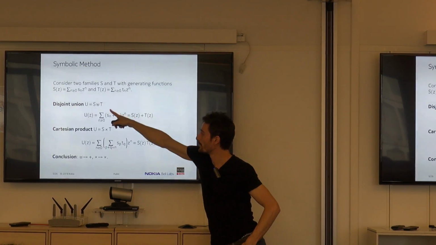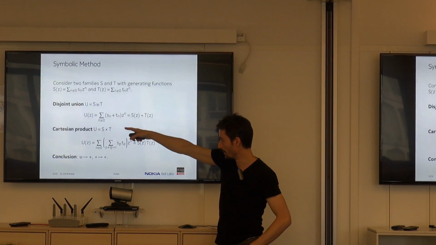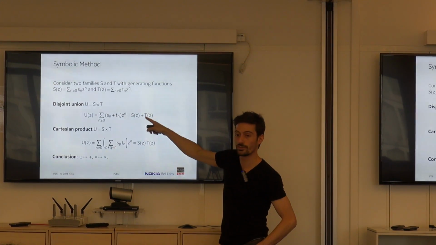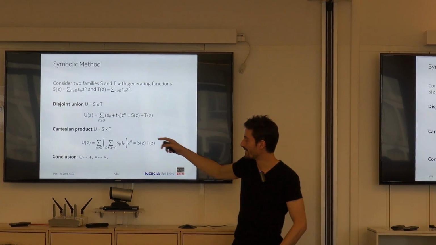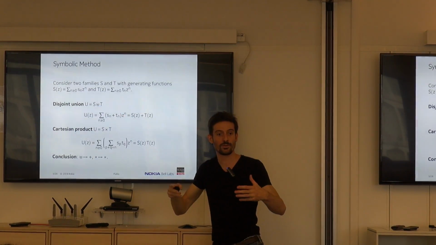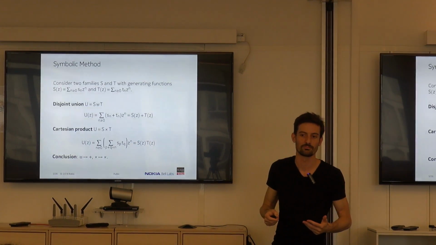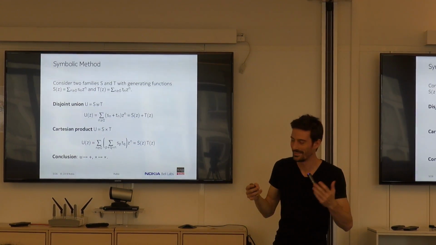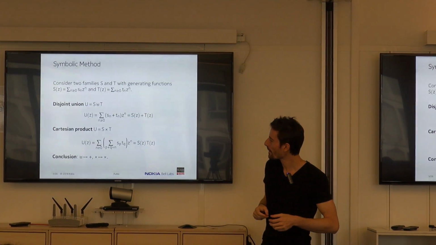So when I write this down, I obtain directly that the generating function for U is the sum of the generating functions. This proves that the disjoint union, which is a combinatorial operation, is translated into a sum on the generating function. That's not a big surprise, it's really simple. Now the Cartesian product is a bit more interesting.